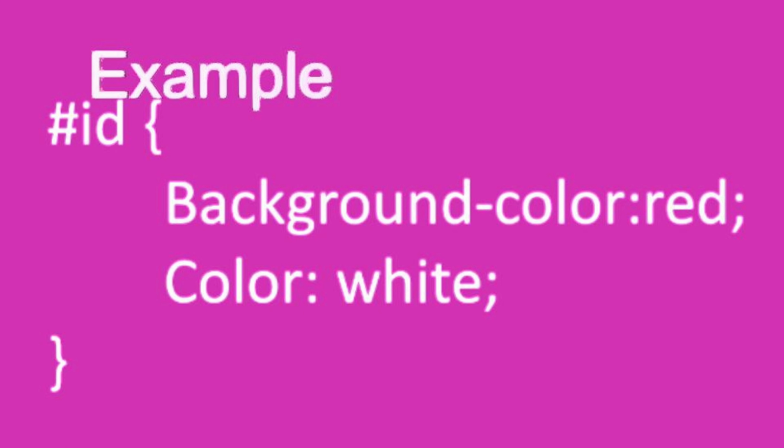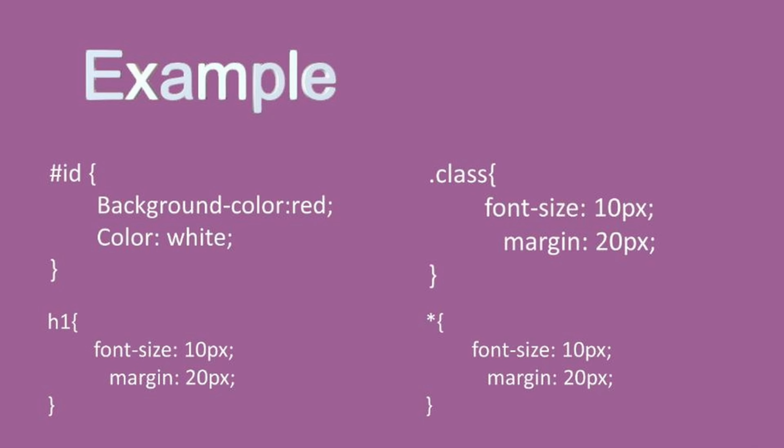So let's talk about the first example. Here an ID is called the selector and the background color is called the property, and the red is the value. And the color is the property and the white is its value. Let's move on to the next example.